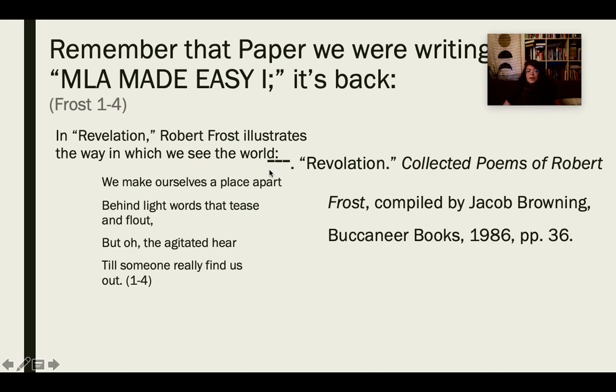So because I've already listed Frost, I do not have to list Frost again. Instead, I would put 3 hash marks. 1, 2, 3, period. Revelation. Everything else is the same except for the page number, because obviously it's on a different page number, right?